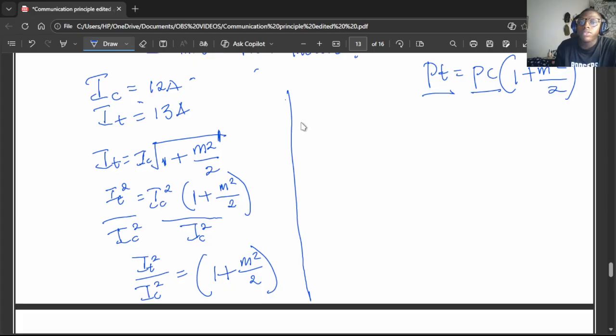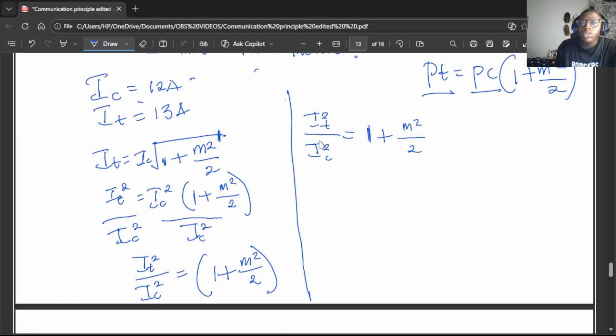Let's simplify this further. This will simply give you I_t square divided by I_c square, and this is equal to 1 plus m square over 2. Right? Now, we can make m square the subject here. We can make m square the subject, and we can take this to the other side of your equation.